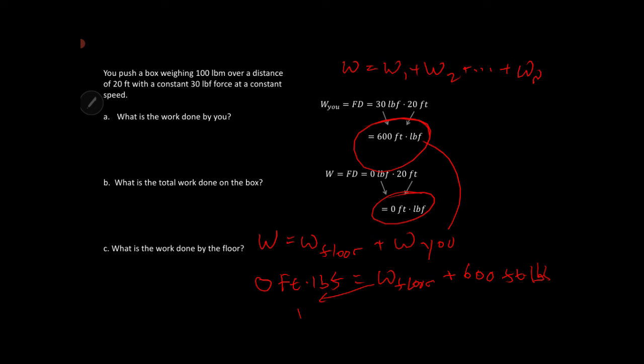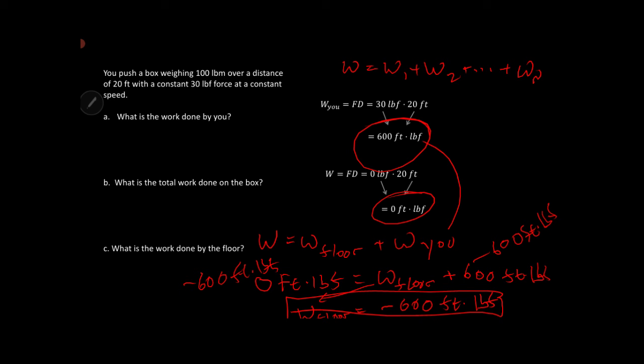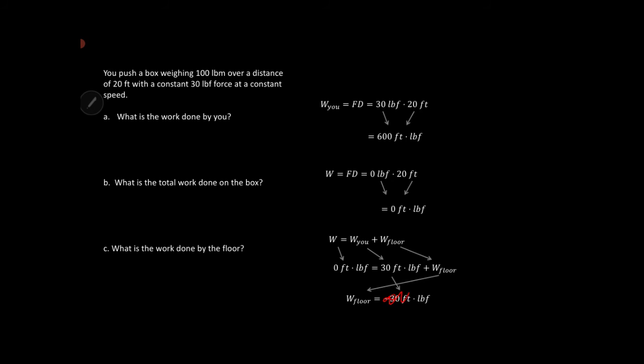So then we just solve for the W floor, which is equal to, we have to subtract 600 foot-pounds from both sides, which is equal to minus 600 foot-pounds. Okay, so minus 600 foot-pounds there.